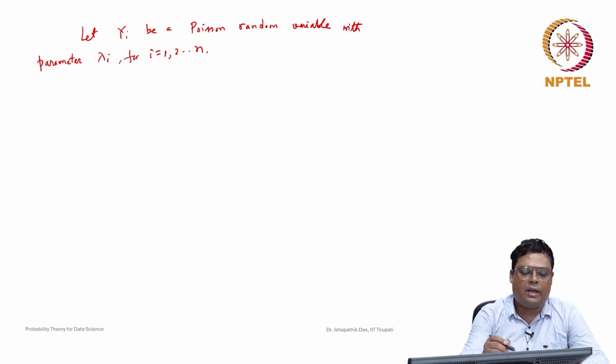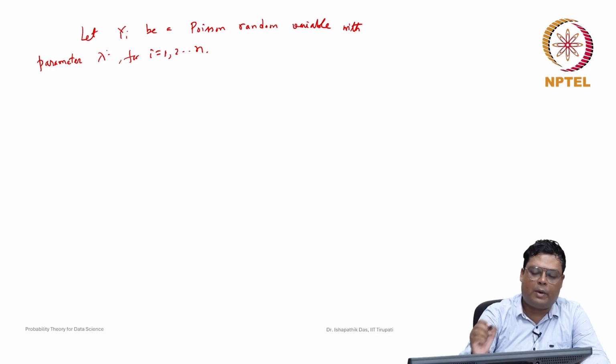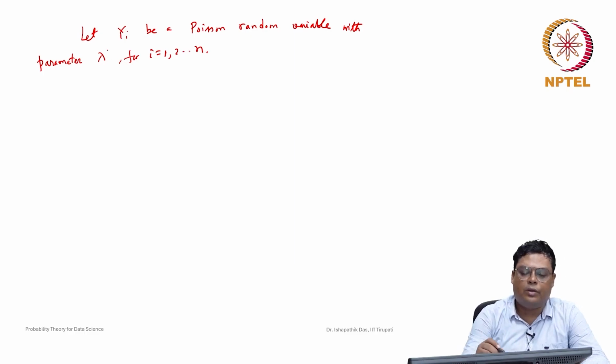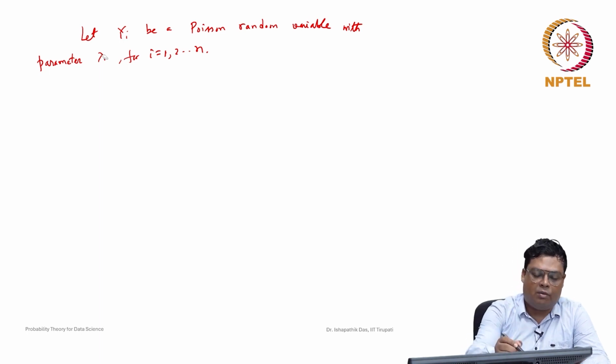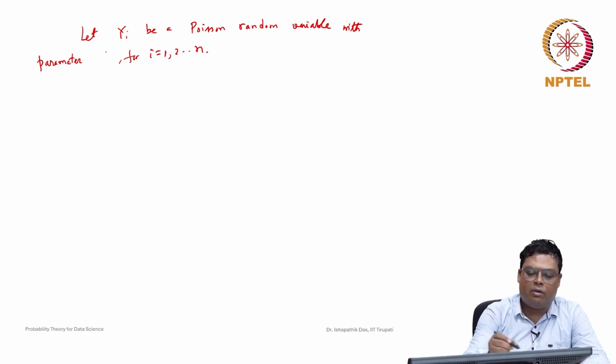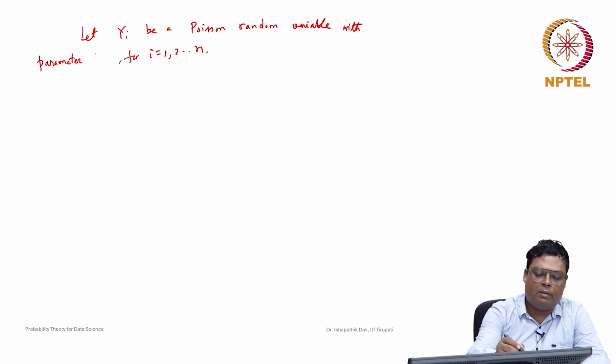Suppose they are Poisson with parameter lambda. Then they have the same distribution: y1 has a Poisson distribution with parameter lambda, y2 also has a Poisson distribution with parameter lambda. So we say that they are identically distributed random variables.